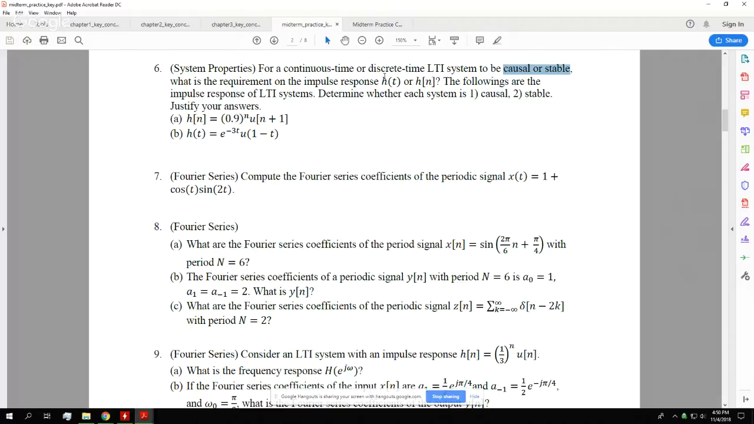So for a continuous time and discrete time LTI system to be causal or stable, what is the requirement on the impulse response h of t and h of n? The following are the impulse responses of the LTI systems. Determine whether each system is causal or stable.